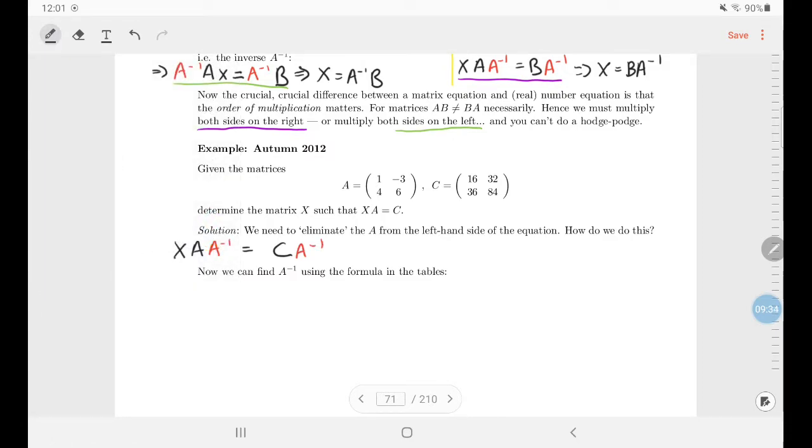I'll write this little arrow here. This is saying if this is true, then this is true. And then what we can say is that A inverse undoes the action of A, so you're just left with x. So x is C A inverse.